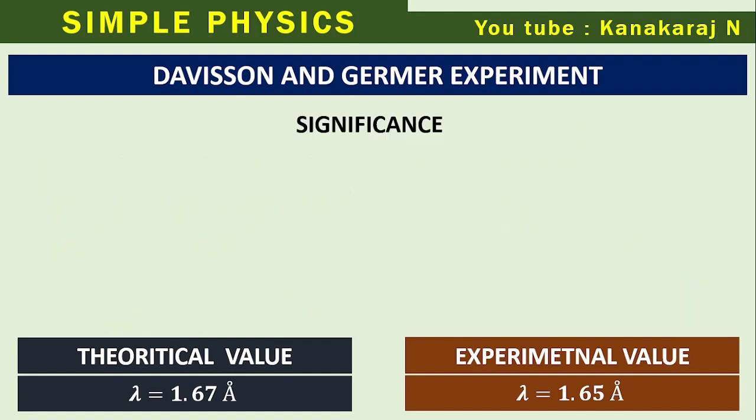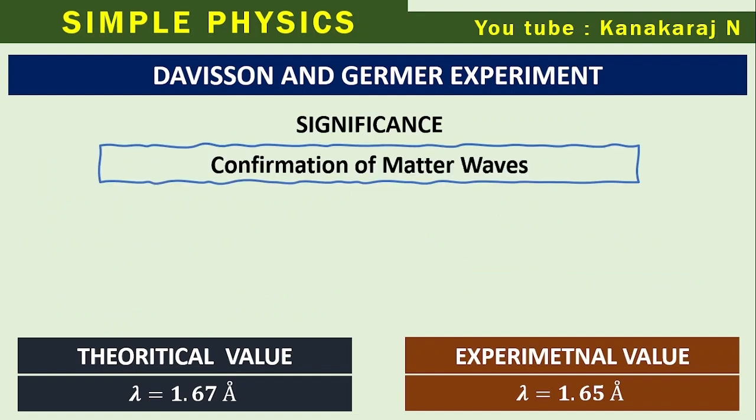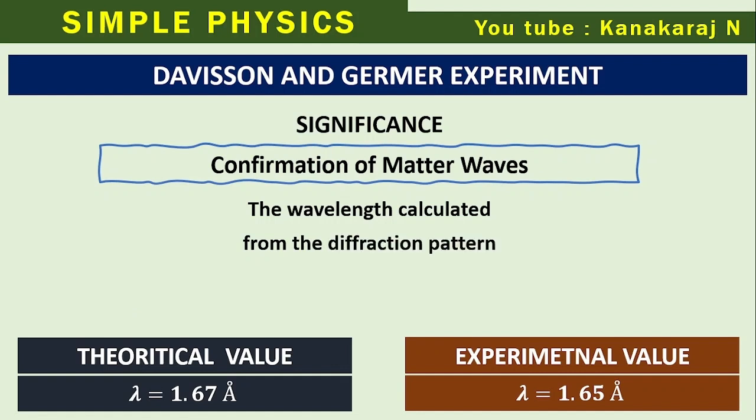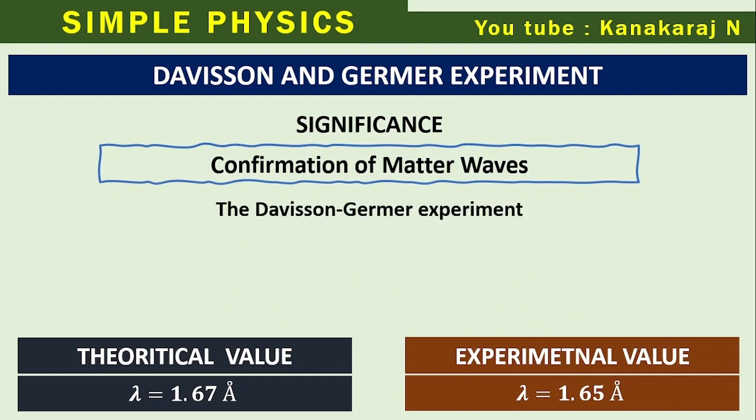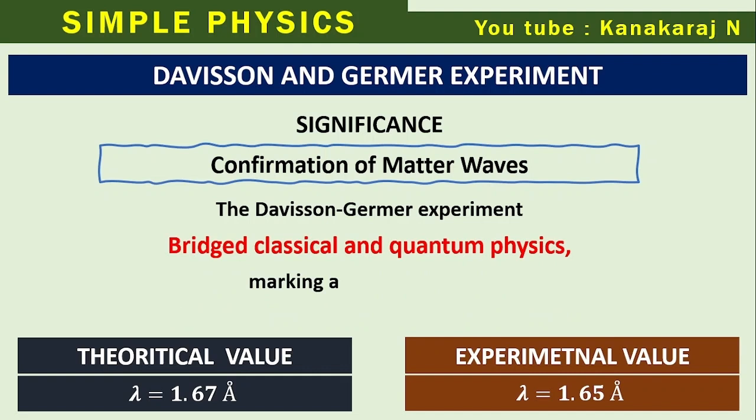Significance. Confirmation of matter waves. The wavelength calculated from the diffraction pattern matched the de Broglie wavelength, verifying the wave nature of electrons. The Davisson-Germer experiment bridged classical and quantum physics, making a pivotal moment in modern physics.